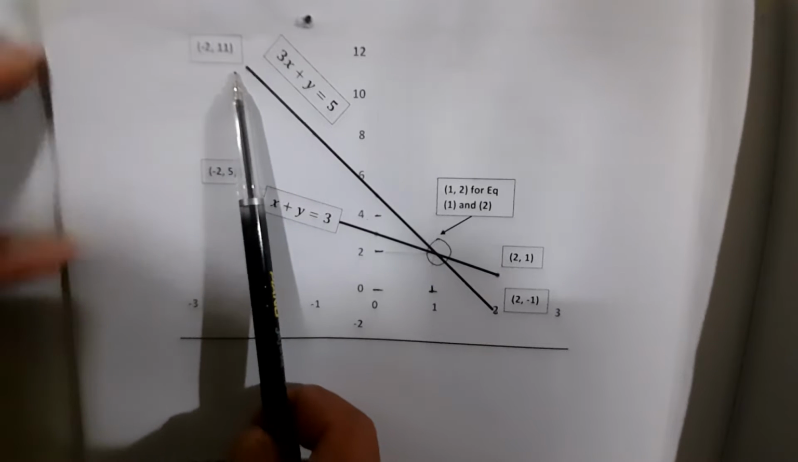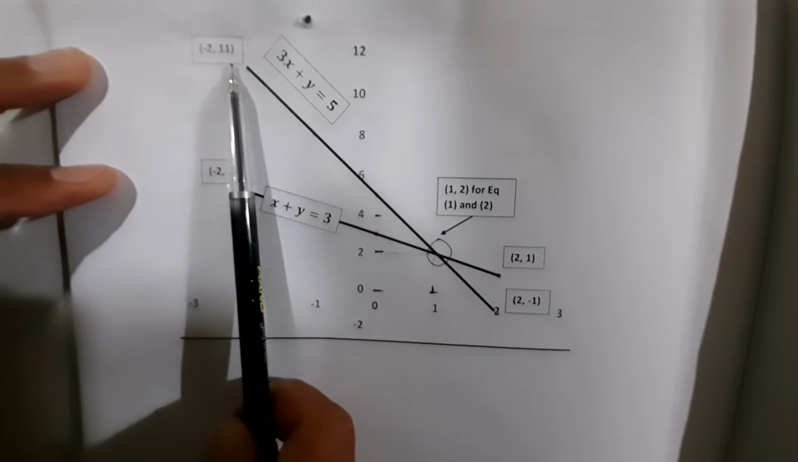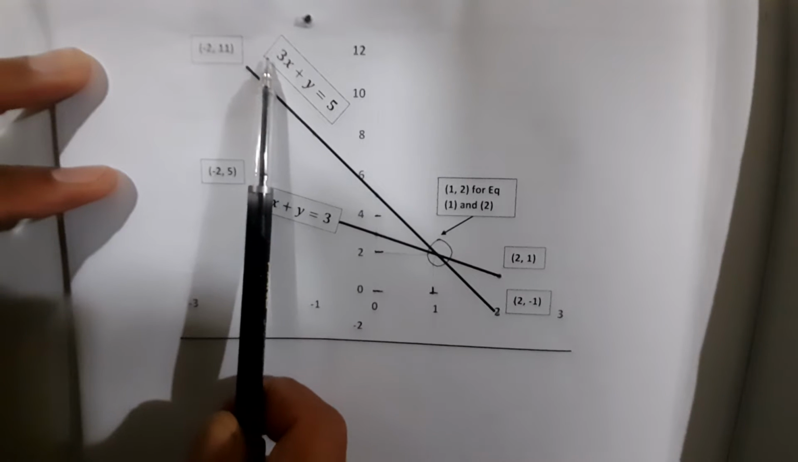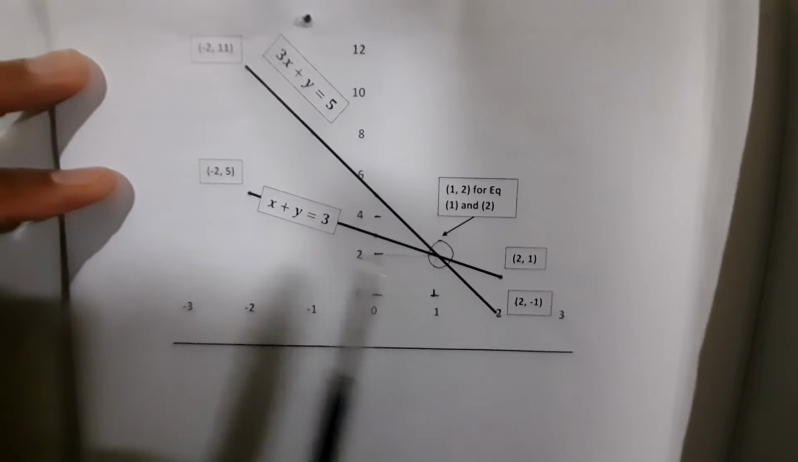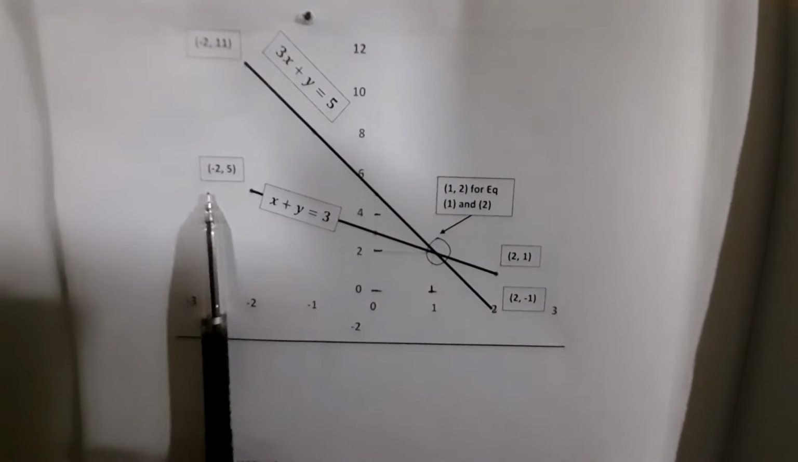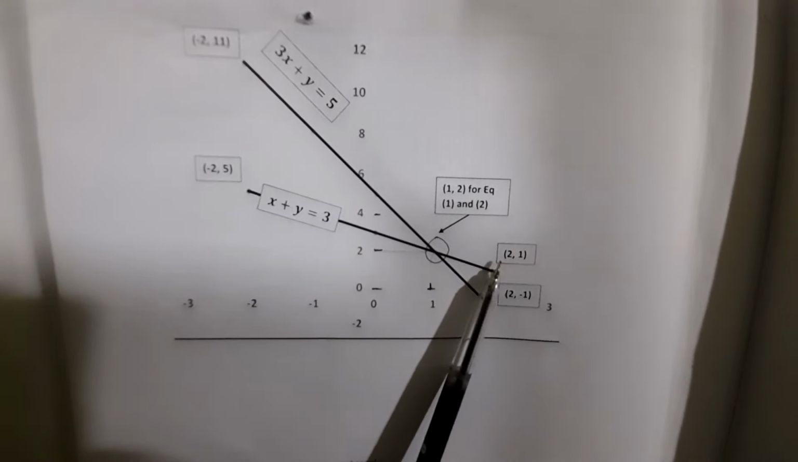Now we will draw the graphs. So this is the initial point minus 2 and 11 of the equation 3x plus y is equal to 5, and the final point 2 and minus 1. For the equation x plus y is equal to 3, minus 2 and 5 is the initial point, 2 and 1 is the final point.